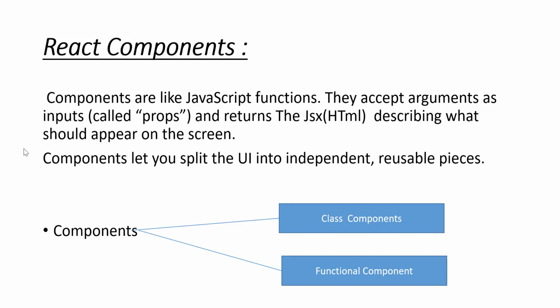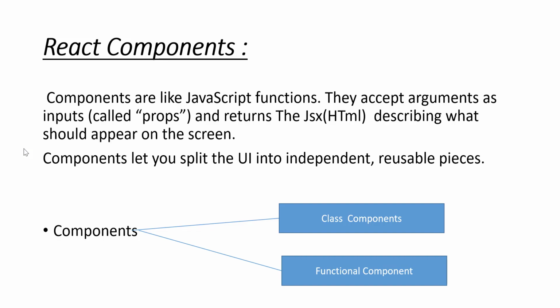So why do we use this JSX or HTML? To describe what should appear on the screen. Generally, what language do we use to display things on the screen in web development? HTML, right? So in React, in place of HTML, we are using JSX. We already saw what JSX is in our first video. JSX is nothing but HTML plus JavaScript. It allows us to write the HTML and the JavaScript in one place. So that is about the component.